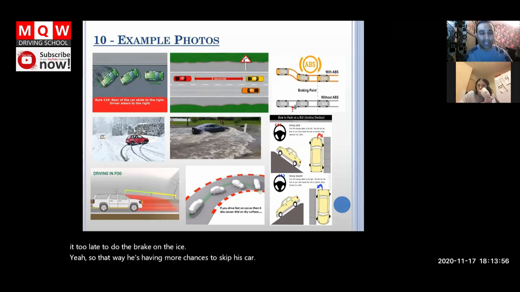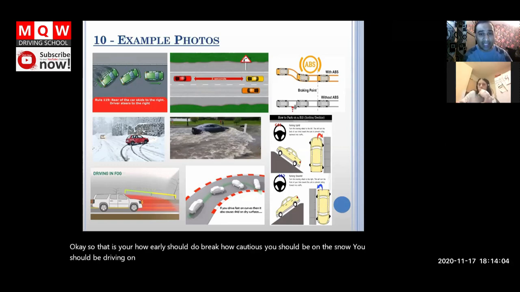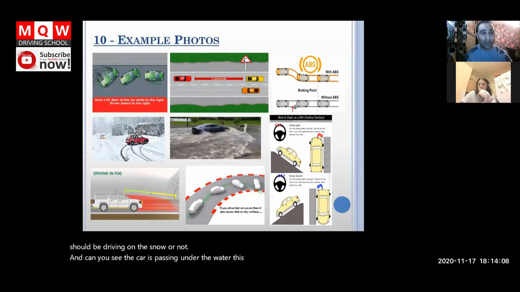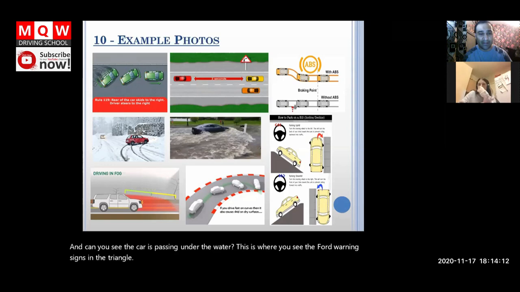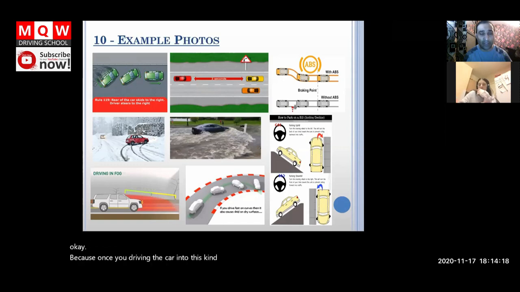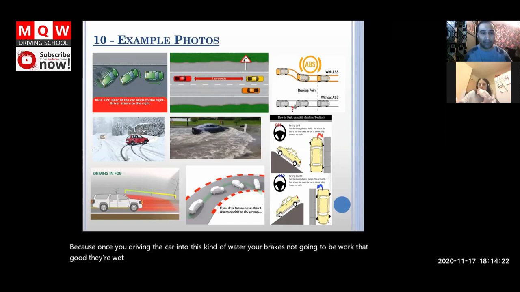Okay, so that is how early you should brake, and how cautious you should be driving on the snow. And can you see the car is passing under the water? This is where you see the Ford warning signs in the triangle. Once you're driving the car into this kind of water, your brakes are not going to work that well. They are wet brakes, so you must test your brake properly.